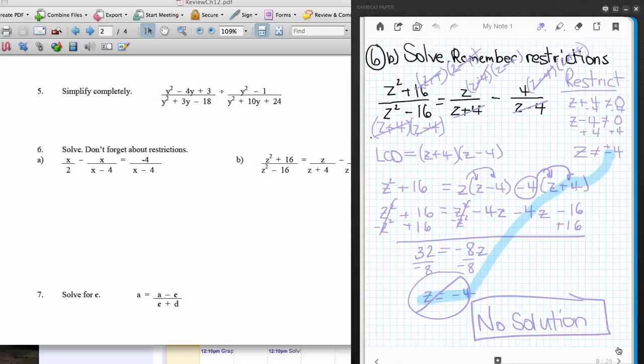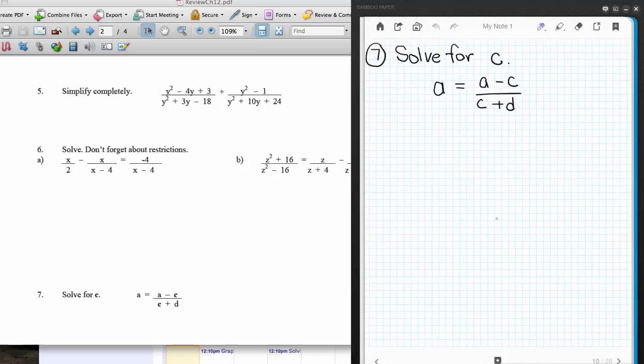All right, moving on to our next problem, problem number 7. We're solving for a variable. So this variable is in multiple places. The first thing that I'm going to do is apply a little bit of proportion knowledge here. So I'm going to say that this is over 1, and I'm going to set the cross products equal. So A times C plus D is equal to A minus C.